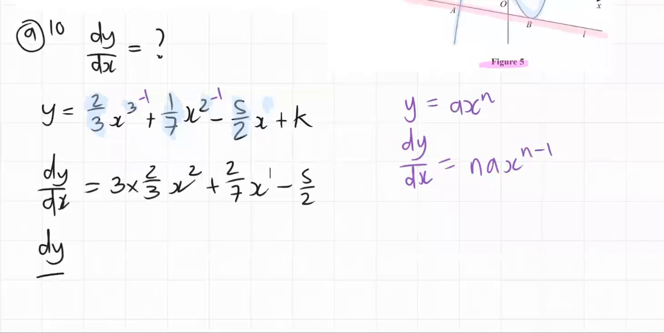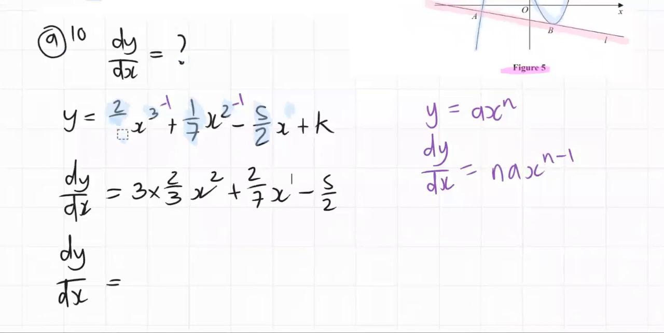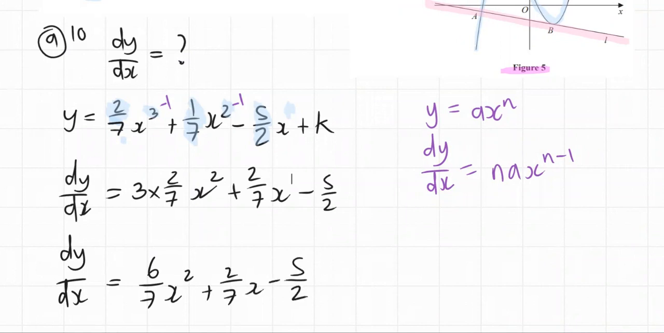So dy/dx: 3 times 2 over 3. Goodness me, I copied down a 3 instead of a 7. Fix that. Okay, lots of 7s. This should be 6 over 7, the 3 times 2 is 6. So 6 over 7 x squared plus 2 over 7 x minus 5 over 2. And that suits my answer in the mark scheme. So fantastic.